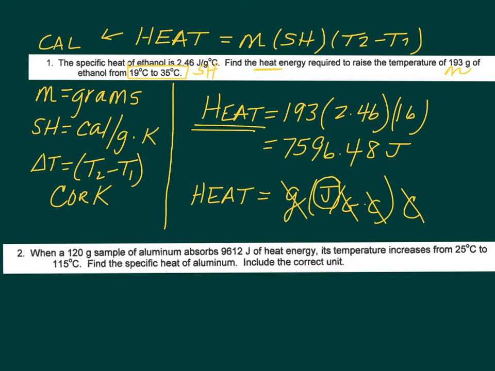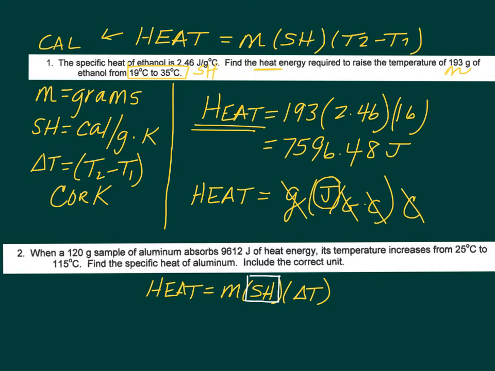Now that's a pretty straightforward problem because you are solving for heat, and that formula is set up to solve for heat. But sometimes you have to solve for something other than heat. So we're going to look at that in the next problem. It says when a 120 gram sample of aluminum absorbs 9612 joules of heat energy, its temperature increases from 25 to 115. Find the specific heat of aluminum and include the correct unit.